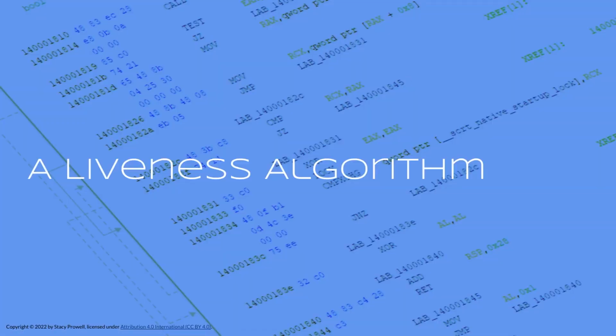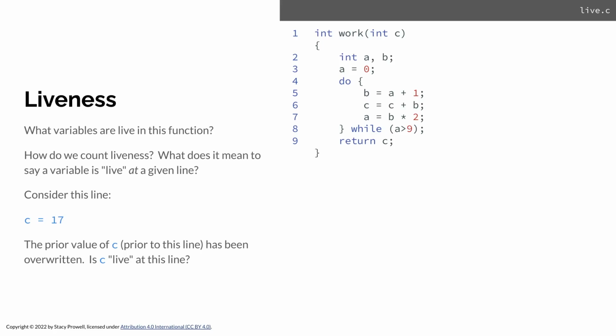So let's talk about an algorithm to do liveness. Here's some code on the right, simple C code. And the question is, what variables are live in this function? And how do we count it? What does it mean to say a variable is live at a given line?